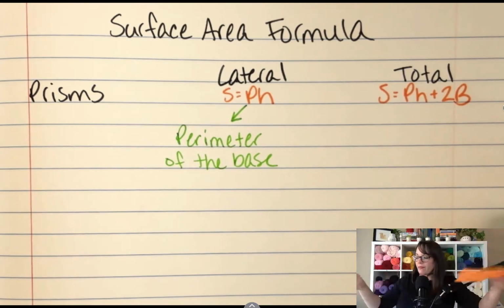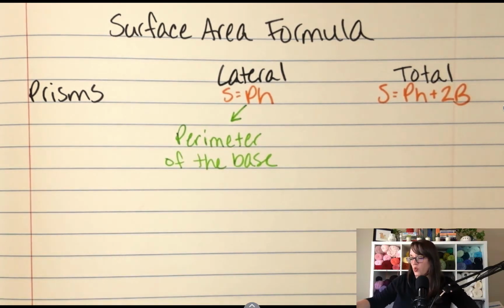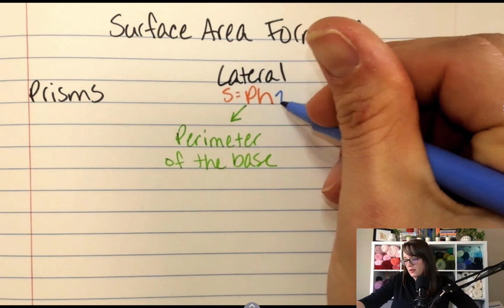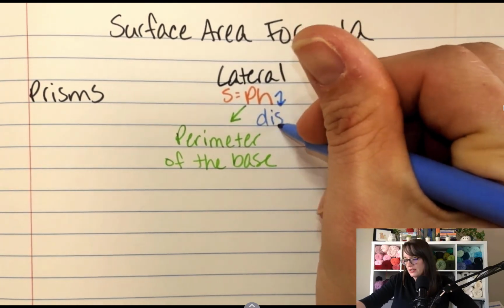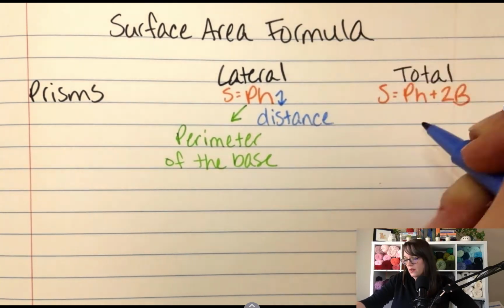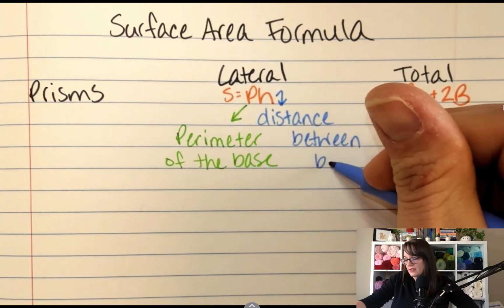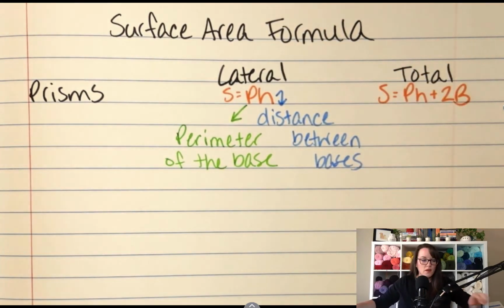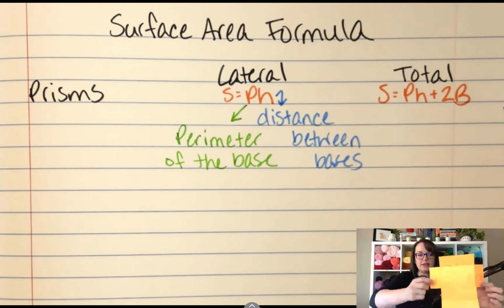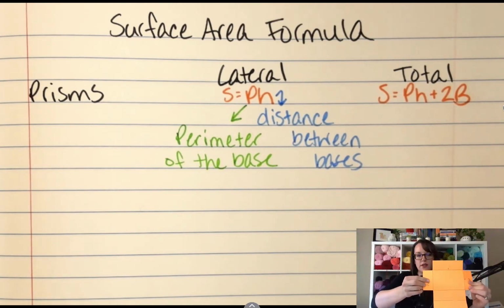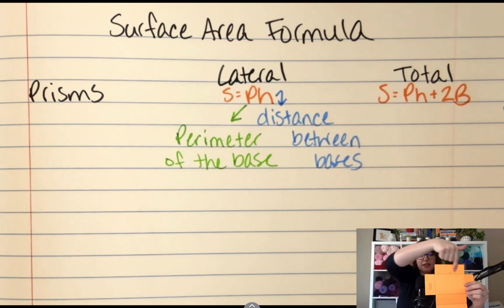Now, H, height, is the distance between bases. So if I have base and base over here, then H is the distance between those two bases. And I measured that, and this is 5.